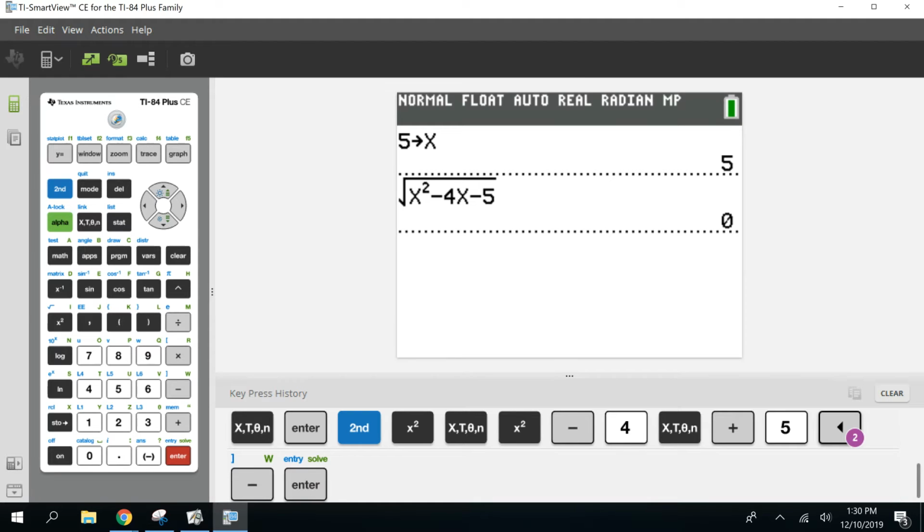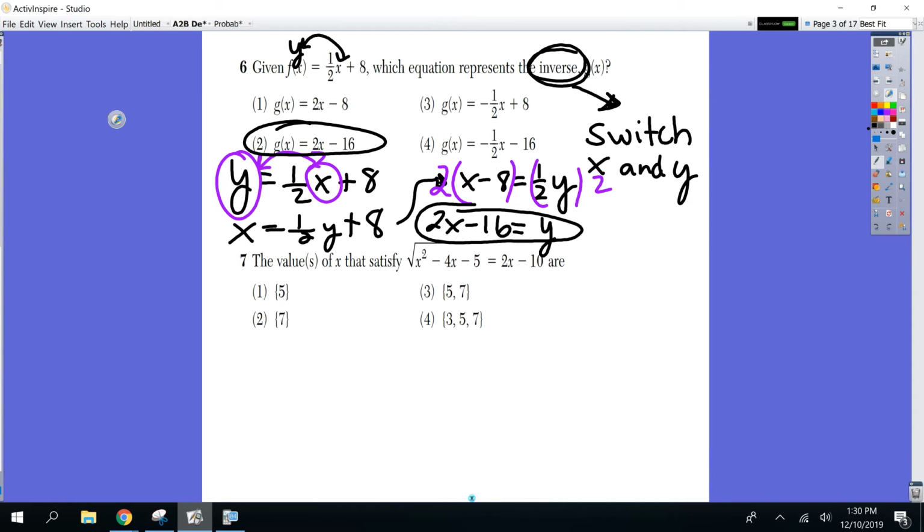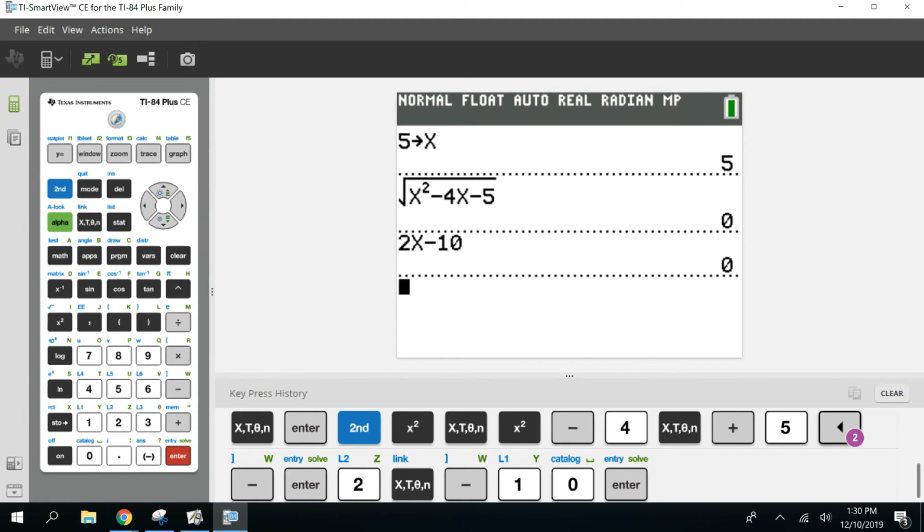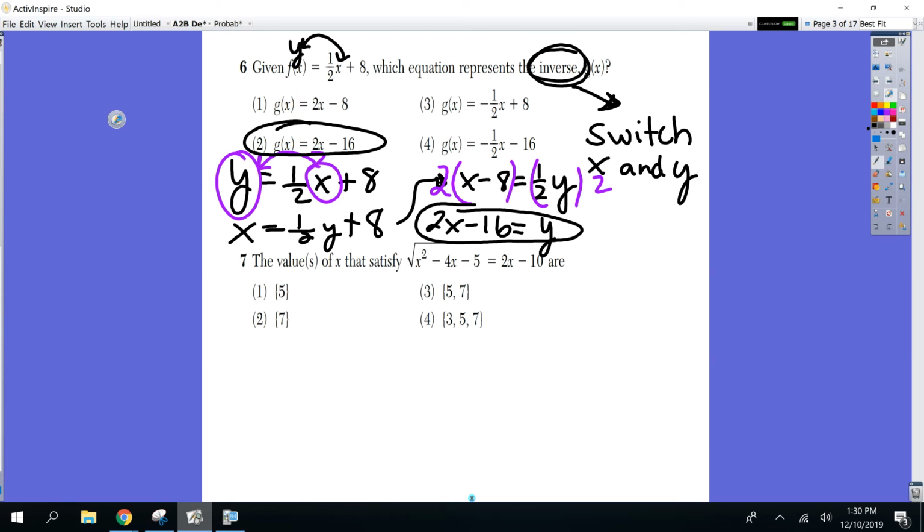So now I go to this right side and plug in what? 2x minus 10. If they both come out to be the same, which they do, guess what's a solution? At least we know 5 is. But notice 3 and 4 also have 5 in it. So I know it can't be 2. So now you guys have to check. Is 7 a solution? Is 3 a solution?